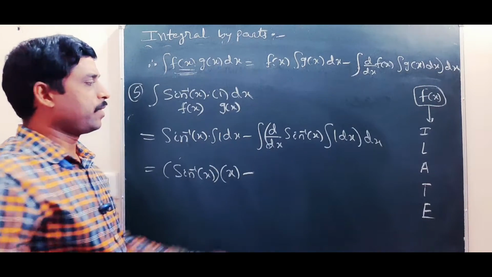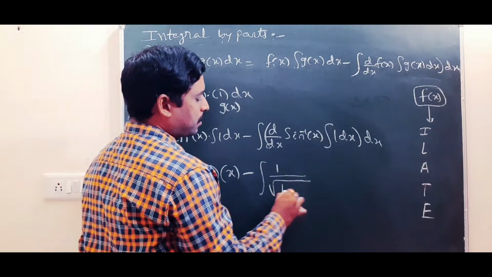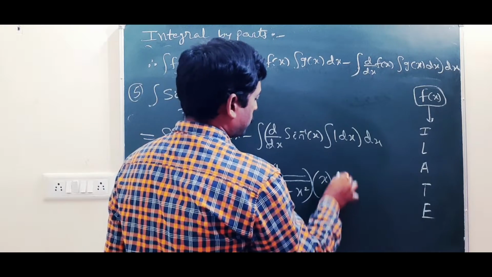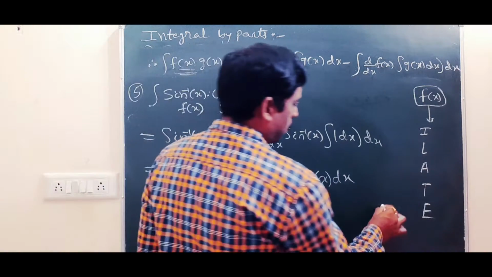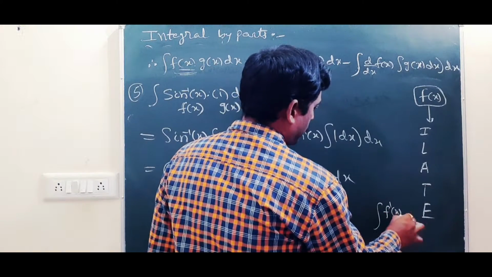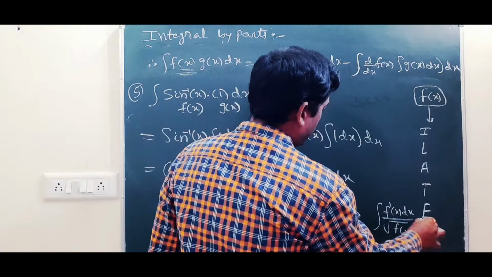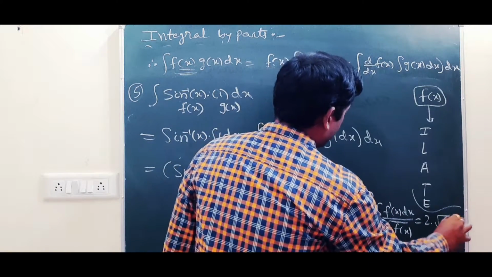Now the derivative of sin inverse x is 1 by root 1 minus x square, and the integral of 1 dx is x dx. Okay, we have one formula: integral f dash x dx by root f of x. It is going to be 2 into root f of x plus c.